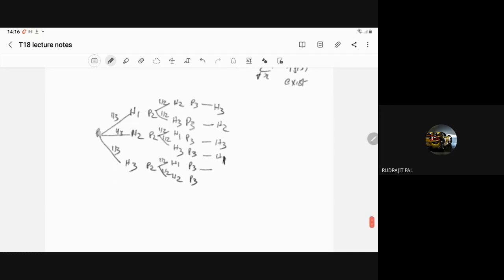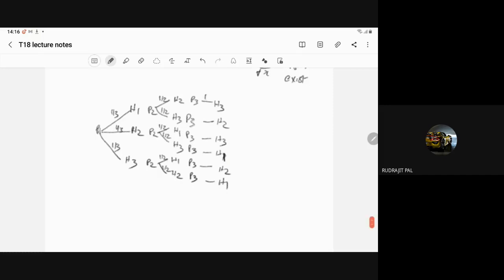Here we have the choice of hat 3, hat 1, so hat 2, and here we have the choice of hat 1. So we have only one hat, so probability is equal to 1.